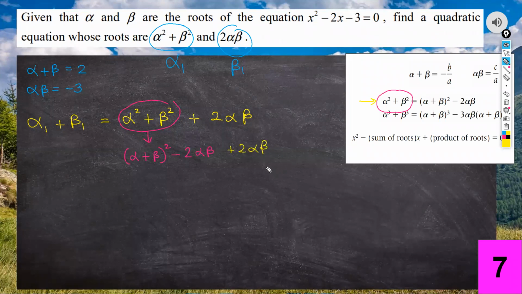But this is really good news. Minus 2 alpha beta plus 2 alpha beta. Won't those two things cancel off, leaving you with what only now? Alpha plus beta squared. And we have a value for alpha plus beta. So we could throw away this in the brackets and replace it with 2. And 2 squared is what? 4. All right? So that part is pretty much complete for you. Right?